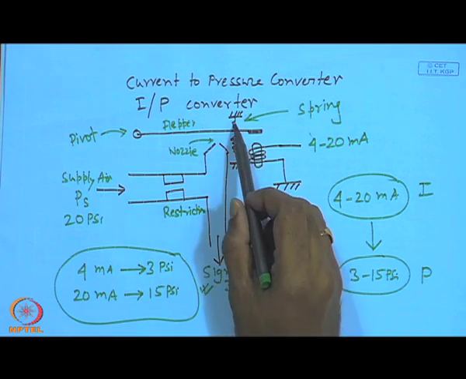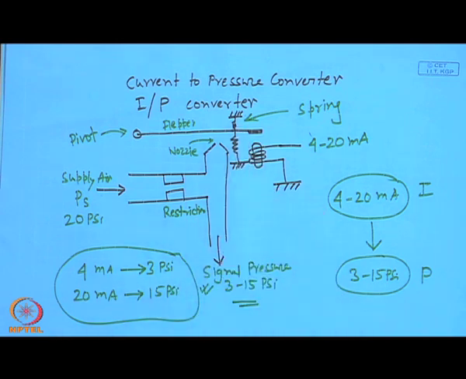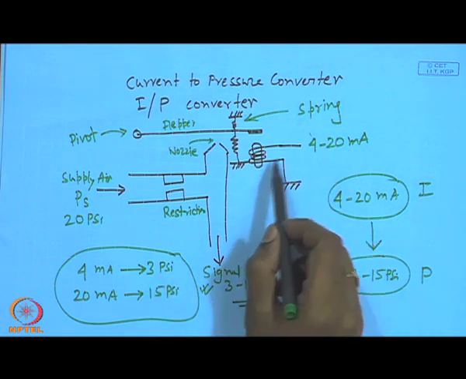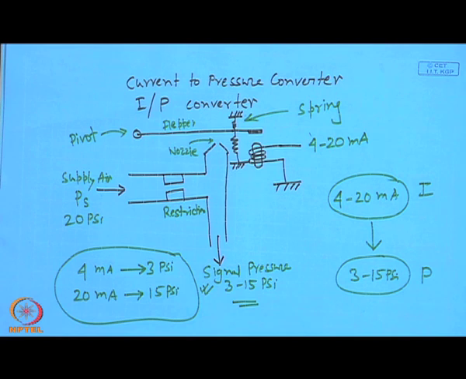Adjustment of the spring can be made so that we can calibrate the instrument such that when I am passing 4 milliampere current through this coil, the signal pressure will be 3 psi, and when I am passing 20 milliampere current, the signal pressure will be 15 psi. So, 4 to 20 milliampere current signal can be converted to a 3 to 15 psi pressure signal.